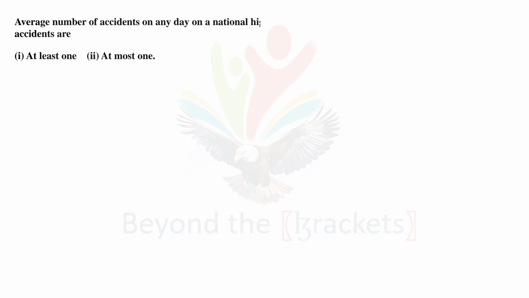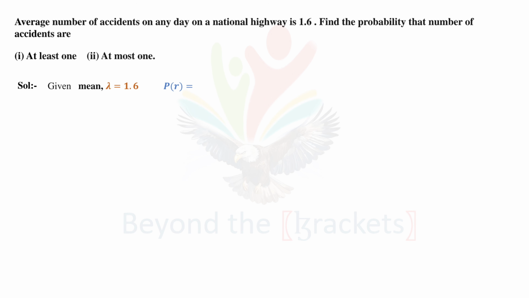The next question is as follows. Average number of accidents on any day on a national highway is 1.6. Find the probability that number of accidents are at least 1 and at most 1. Again, the average, that is the mean value, is given, which will be lambda.